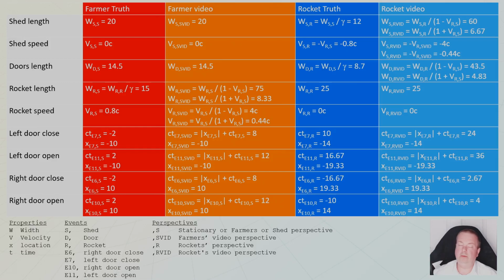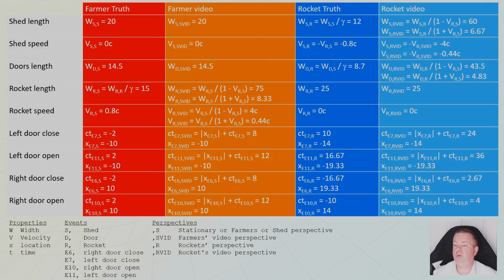Then the blue one, the dark blue, is the one that we already did in the previous table, right? This is the actual truth. And then again, if you go from truth to video truth, you have to divide sometimes by 1 minus V, sometimes by 1 plus V. And that's what we're doing here.